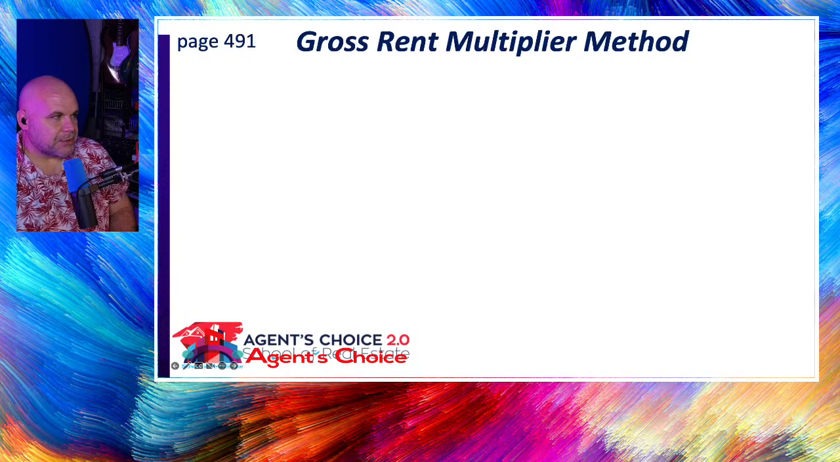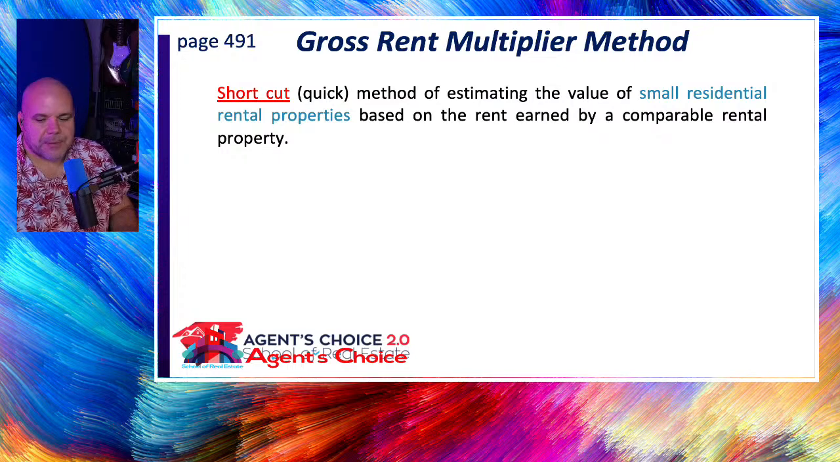There's another rule of thumb kind of way to estimate some value, and we're going to talk about that when we get back from break. It's called the gross rent multiplier method for smaller investment properties. But let's come back in.